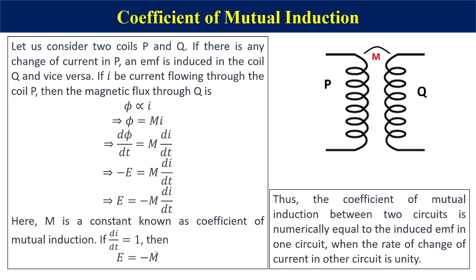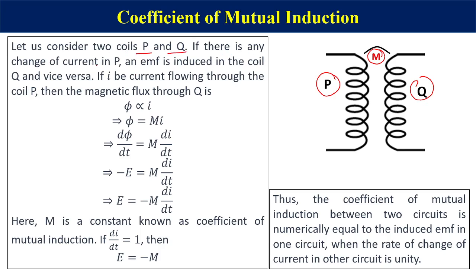Coefficient of mutual induction. This is quite similar to the coefficient of self-induction that we derived earlier, but in this case we will consider two coils instead of a single coil. So here let's consider P and Q to be the two coils which are mutually connected and whose coefficient of mutual induction is M. Let us go through it line by line. Let us consider two coils P and Q.